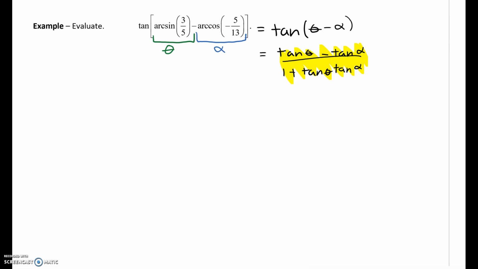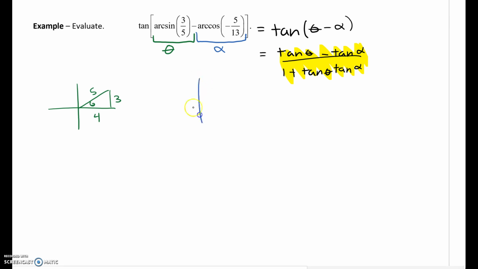So just like the last one, we are going to draw triangles. Positive arc sine is going to be in the first quadrant. So here's your triangle for that one. Here's your theta. Sine is opposite over hypotenuse. Oh, this is nice. It works out to be one of our special right triangles, a 3, 4, 5 triangle. So that one is easy to do.